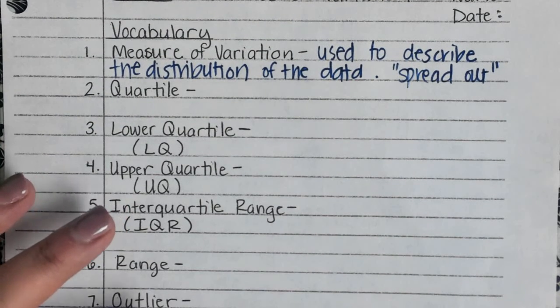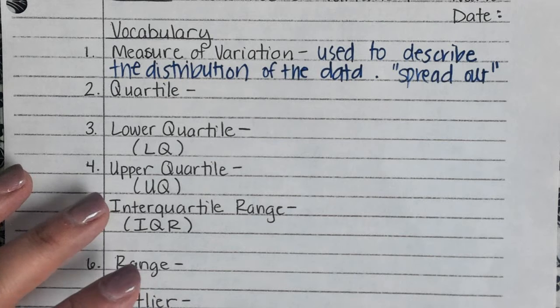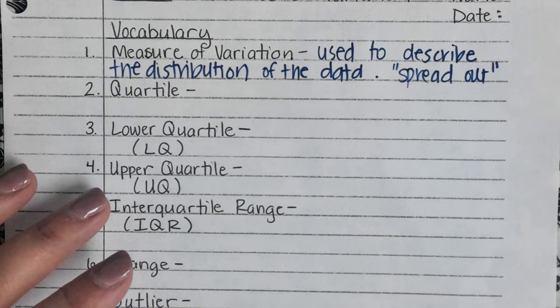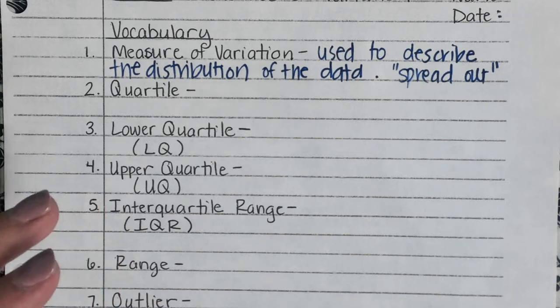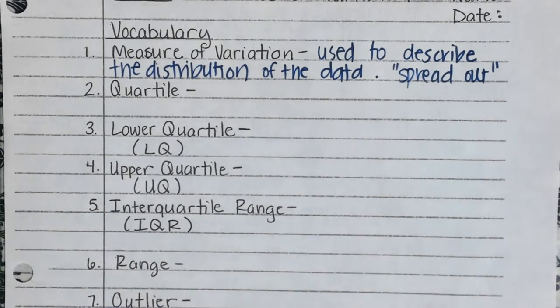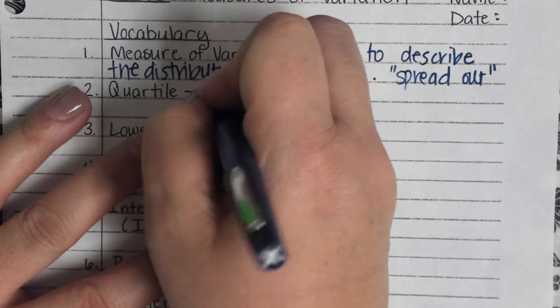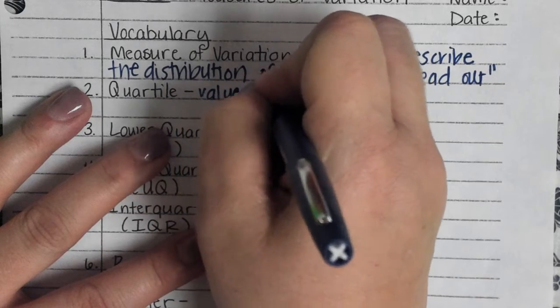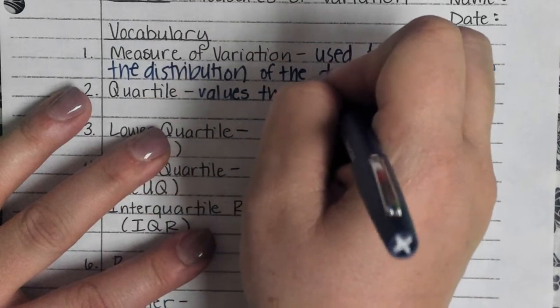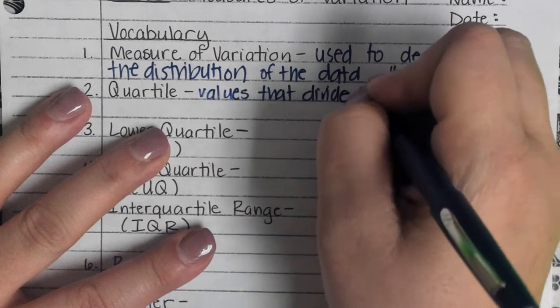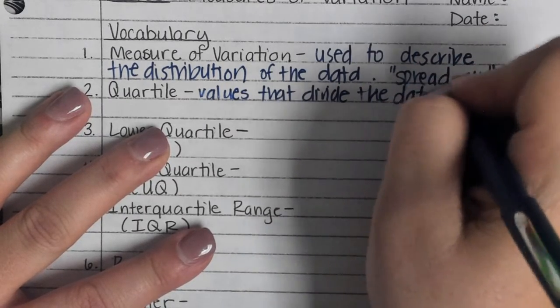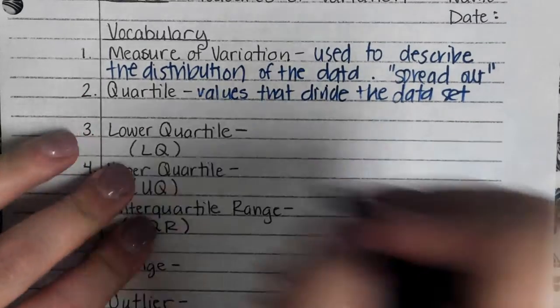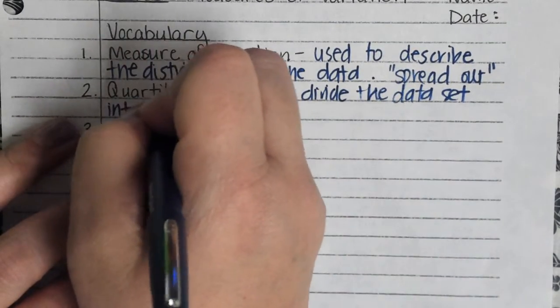All right? So now, let's look at quartile. Has anybody found it in the glossary? Somebody read what it says about quartile. Values that divide the data set into 4 equal parts. So we're going to write exactly that. Values that divide the data set into 4 equal parts.